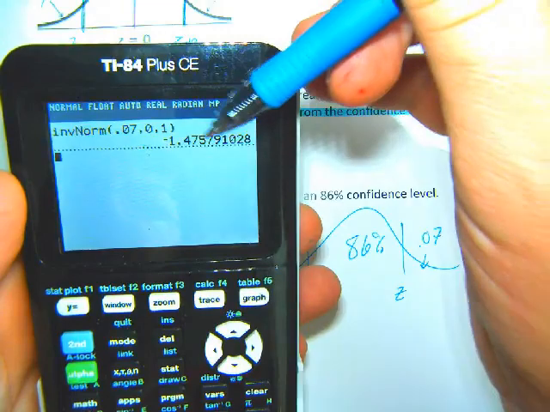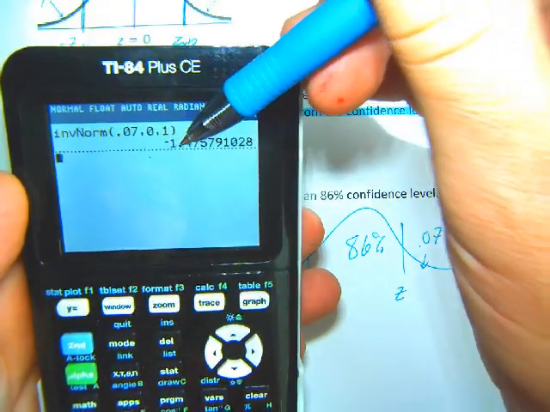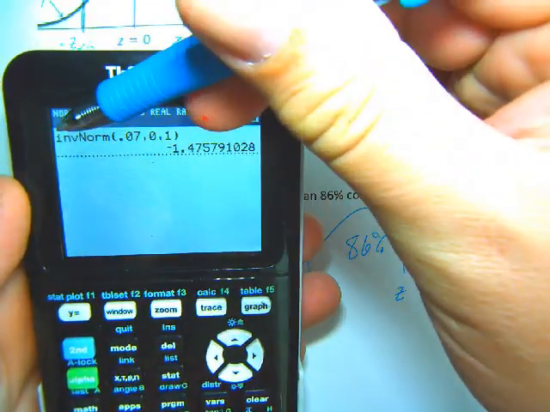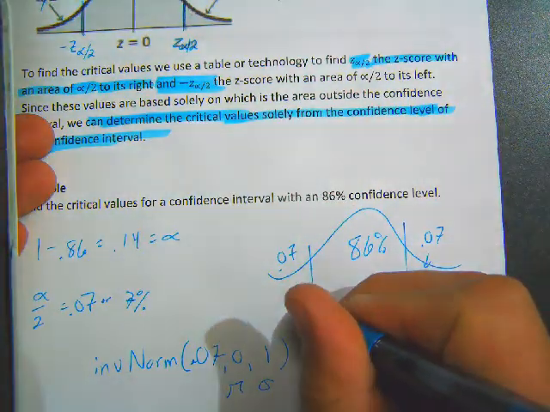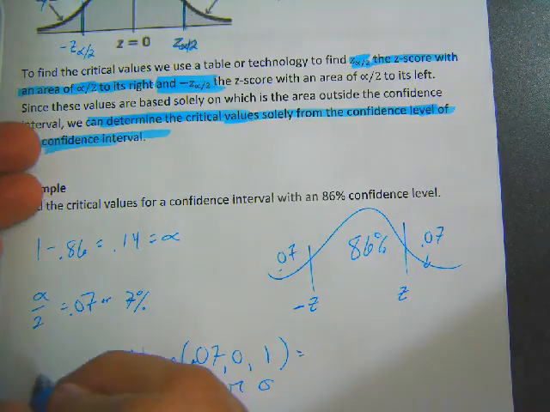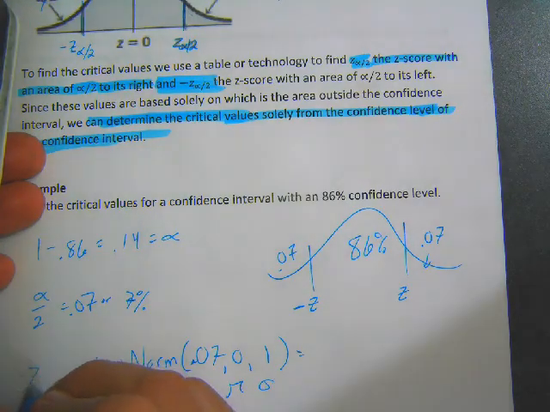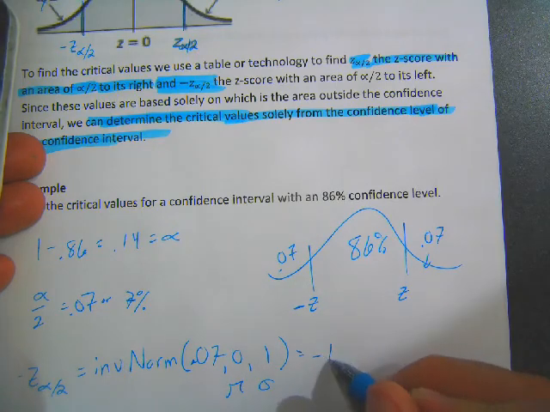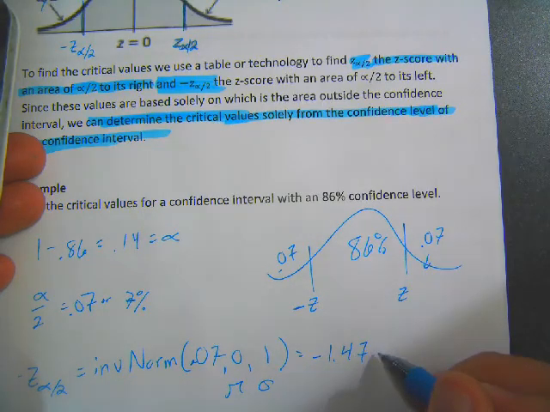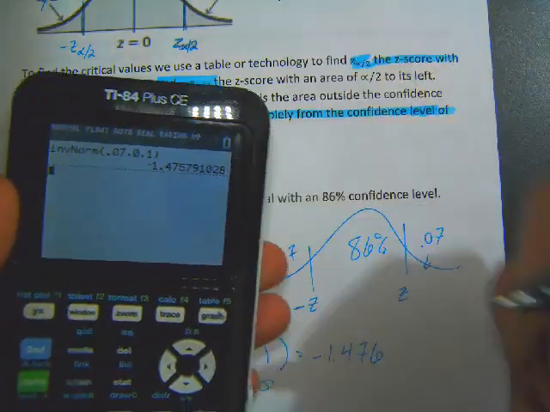Because remember, your calculator always does area to the left. So what it actually found is this value, the negative z alpha over 2. So this is negative 1.475. I don't really care whether I find the positive one or the negative one. It's 1.476 if you run that.